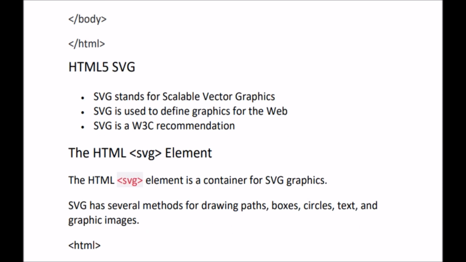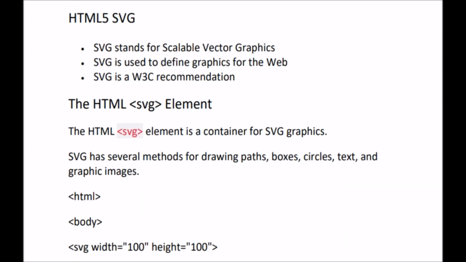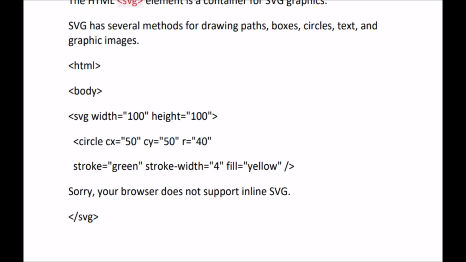There are several methods for drawing a path, box, circle, text and graphic image. Here we have created a circle with a width of 100 and a height of 100. For the circle we have passed two coordinates here, cx which is 50, and cy, the y coordinate, which is also 50. Radius here is 40. The stroke is green. The stroke width is 4. The stroke means the outline, the boundary which we'll be using here. And the fill color, meaning the color inside the circle, will be yellow.